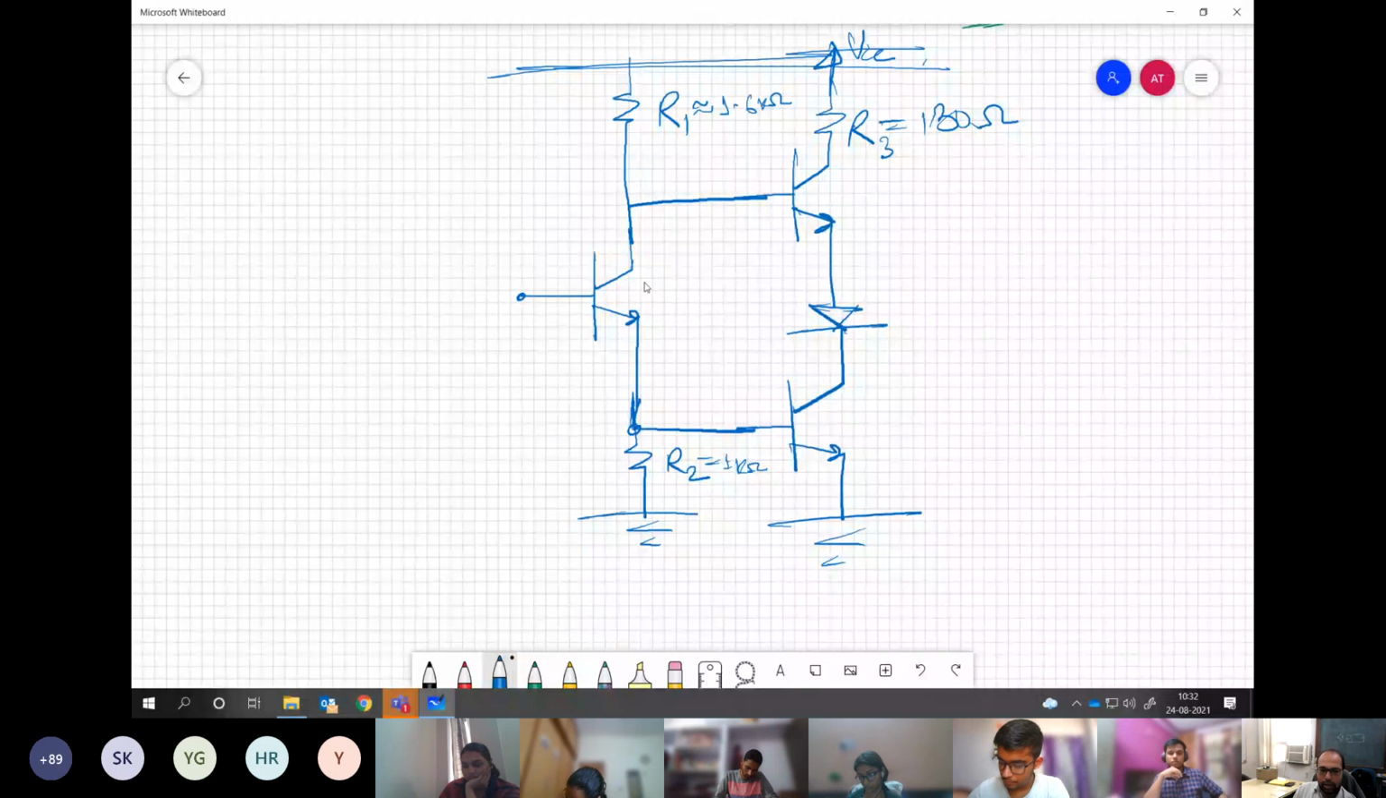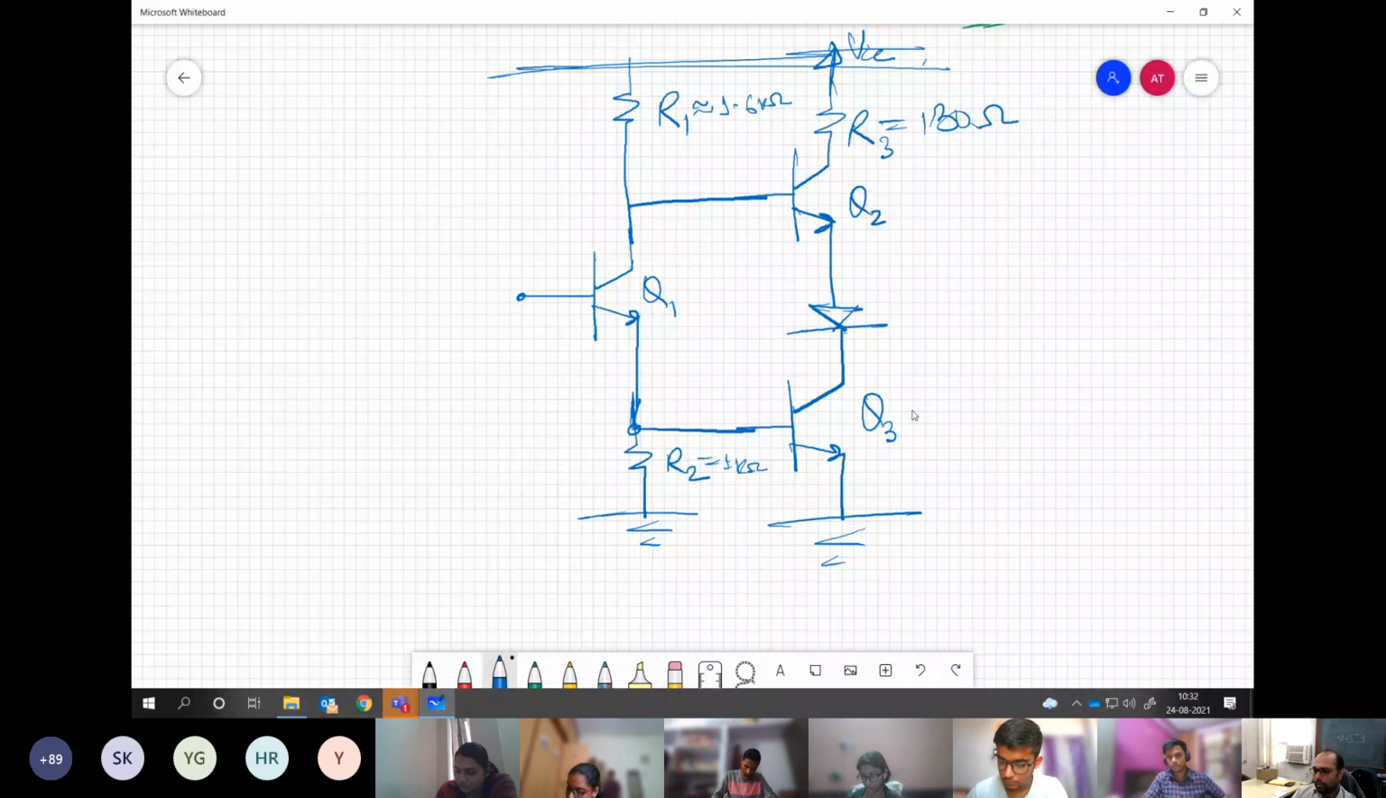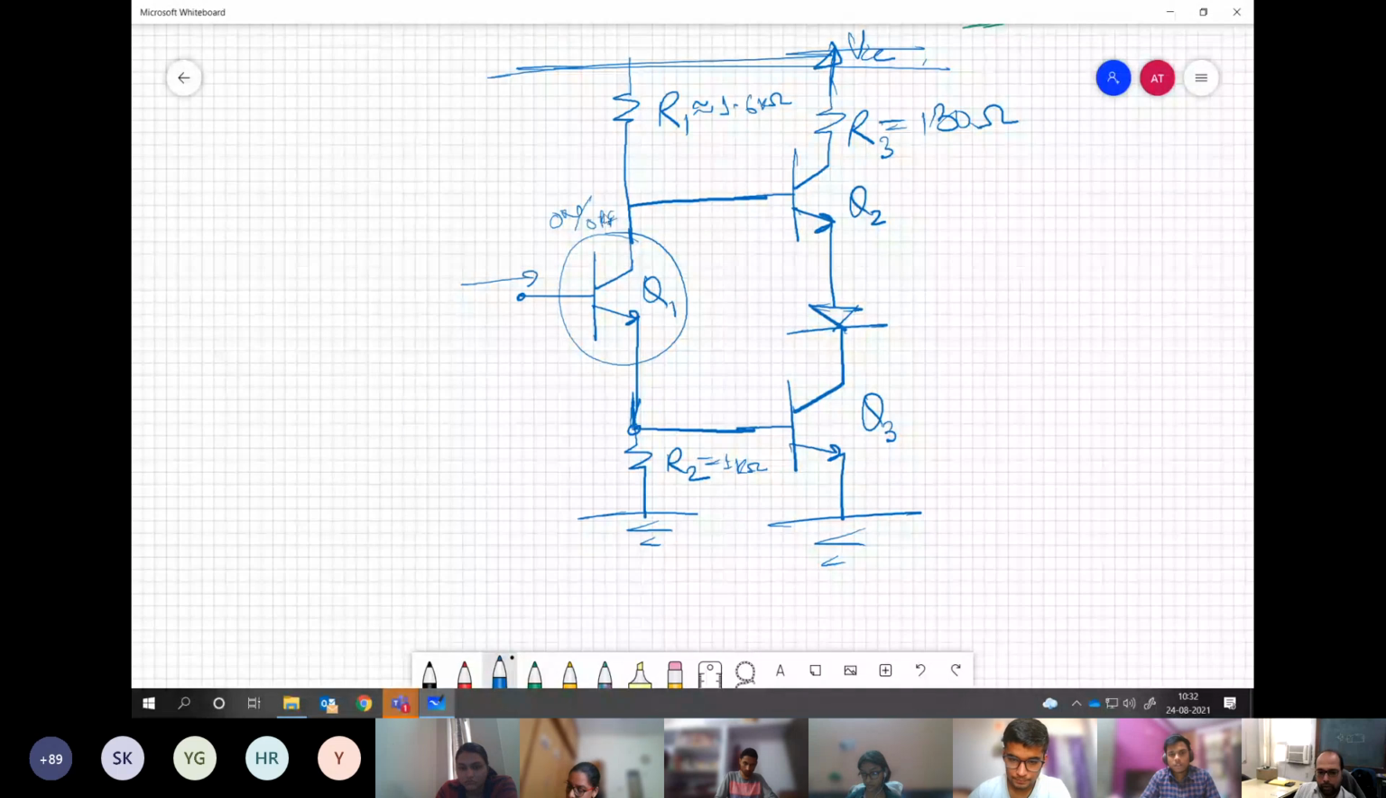Now what happens? Let us say this is Q1, this is Q2, this is Q3. Now let's say we are giving input over here. So of course, depending on whether this is on or off, it will drive one of the transistors in on or off mode. Understanding my point? Yes or no? Yes, sir.